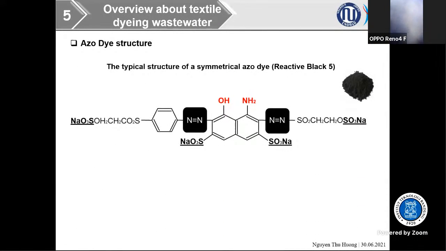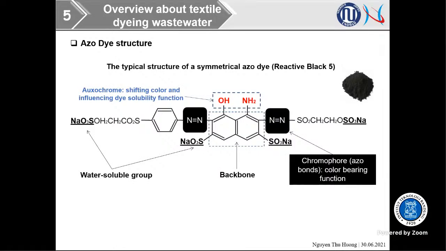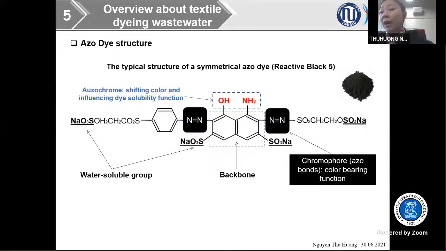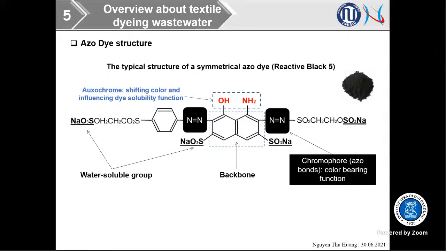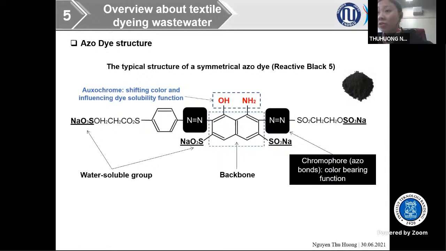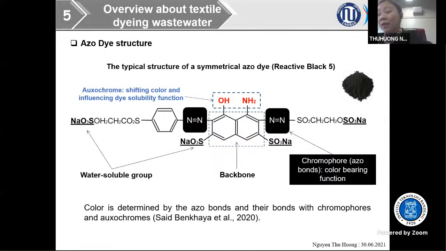Let's consider the structure of this dye. Here is the typical structure of the symmetrical azo dye, reactive like fire, which is used in our research as well. Structurally, the azo dye chemical structure is represented by a backbone. The azo group has the role of shifting color and influencing dye solubility, with water-soluble groups and the chromophore, the most important group, because the color of azo dye is determined by the azo bond and its bonds with chromophore and auxochromes.